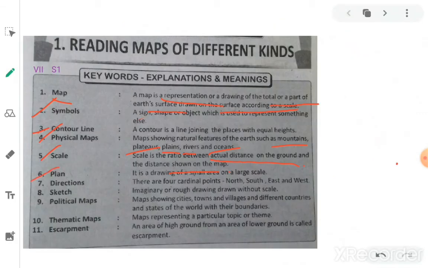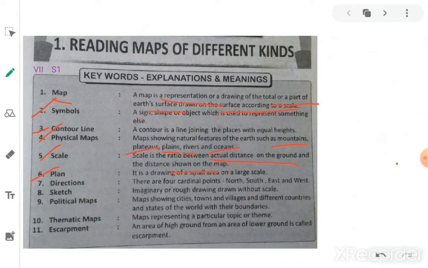Next, plan. It is a drawing of a small area on a large scale. Suppose you want to construct one building, for that we will draw a rough sketch, and what is the area of the land. Upon that area of land, we will allot the rooms, which room you have to construct at which place, where you have to construct the garden, where you have to arrange all the different rooms, bedrooms or kitchen. Like this, we will do a plan.